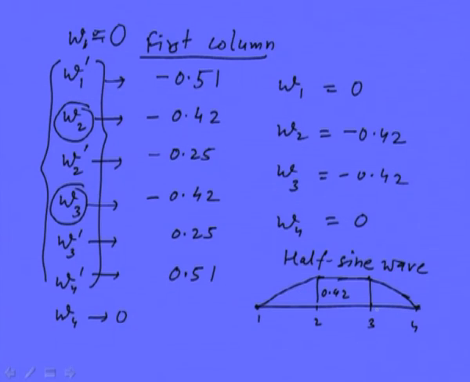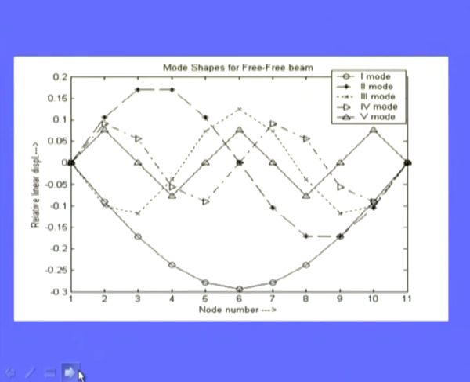Similarly, we can go for the second column and extract the mode shape corresponding to the second natural frequency, and similarly for the third, fourth and so on. The extraction of the mode shape up to various modes I will be showing in plot form.